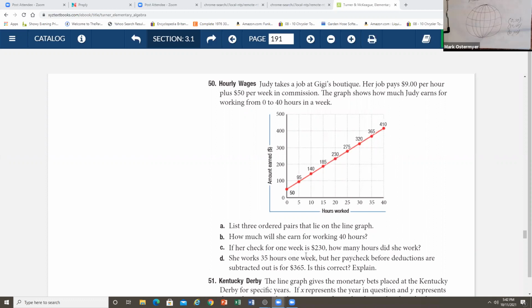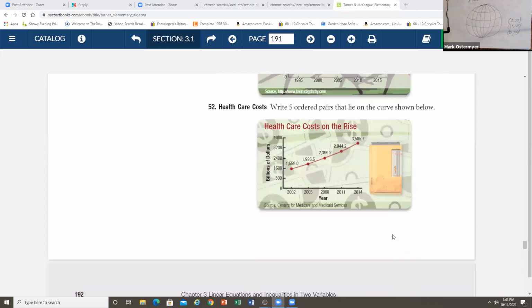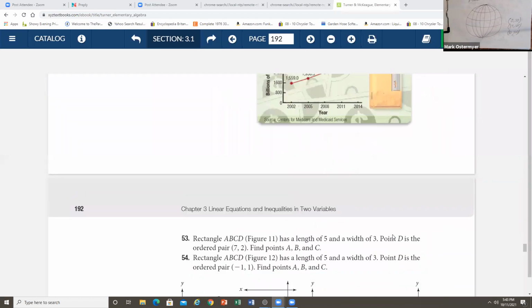You are correct. Part D, she works 35 hours 1 week, but her paycheck before deductions are subtracted out is for $365. Is this correct? 35 hours. She should get paid what amount? 365. 365. Does that seem about right? Okay. All right.